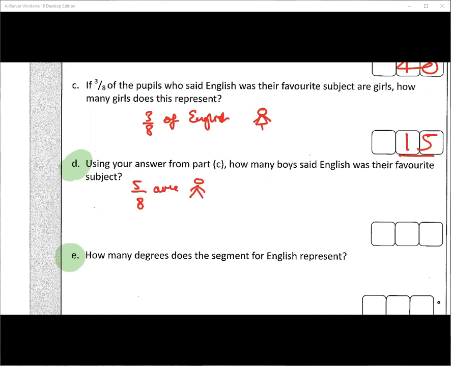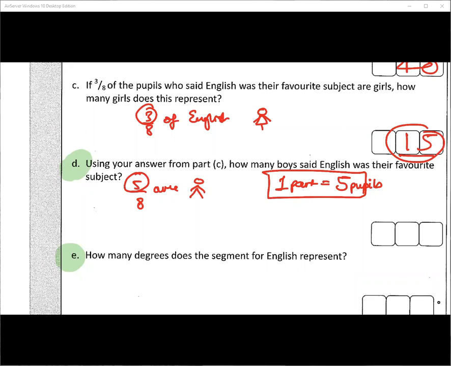Are the boys, yeah? So if 3 parts is 15, that means 1 part must be equal to what, Umeza? 5. 5 students, yeah? 5 pupils regardless of gender. Now you got 5 of them. So 3/8 is girls. So 15 girls. 3 times by 5 is 15. And now we're going to do 5 times by 5. That'll give us 25. So we'll have 25 boys.